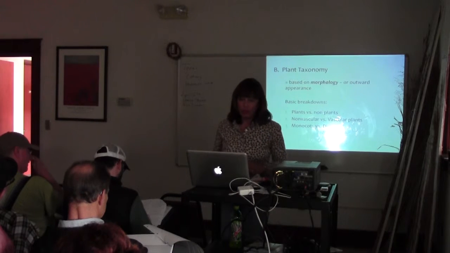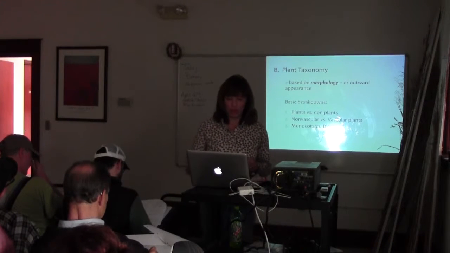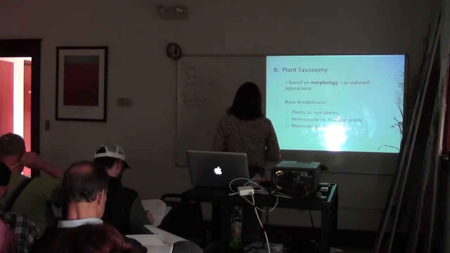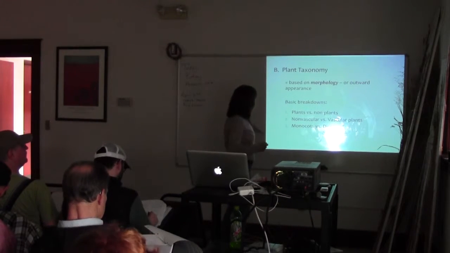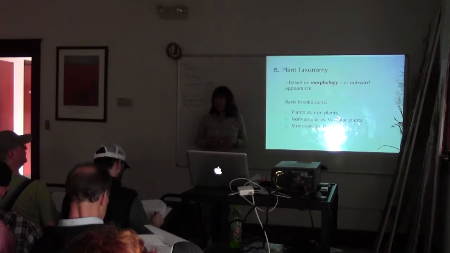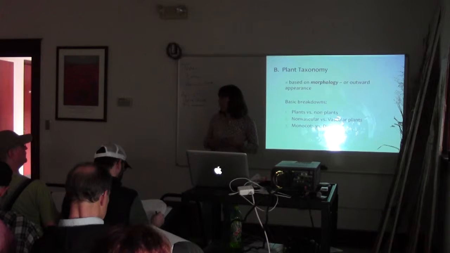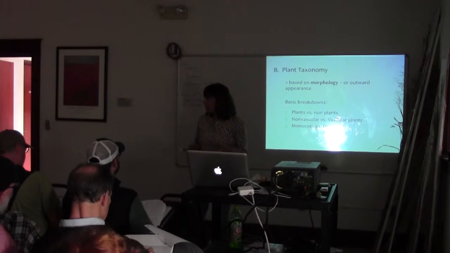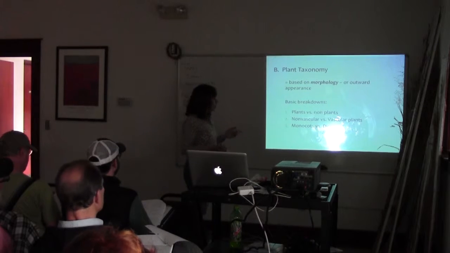So we have our basic breakdowns of plants. We first have to understand what a plant is versus a non-plant, and then we need to talk about what a vascular plant is as opposed to a non-vascular plant, because we throw that term around, vascular plants, a lot, but we need to understand what that means. And then finally, we need to understand monocots versus dicots and what that means.